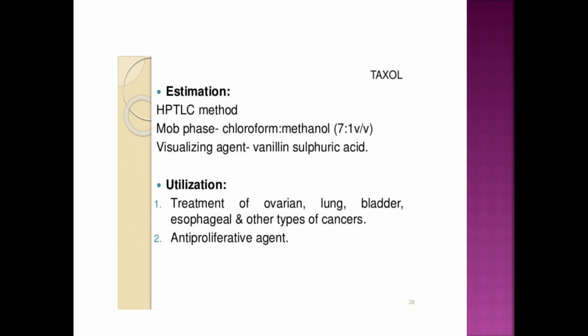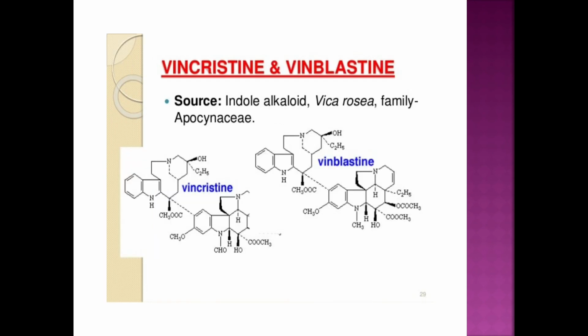Estimation is done by the HPTLC method, in which the mobile phase is chloroform to methanol in 7:1 ratio, and the spraying or visualizing agent is vanillin sulfuric acid. Utilization: Taxol can be used in the treatment of ovarian, lung, bladder, esophageal and other types of cancer. It is also used as an anti-proliferative agent.